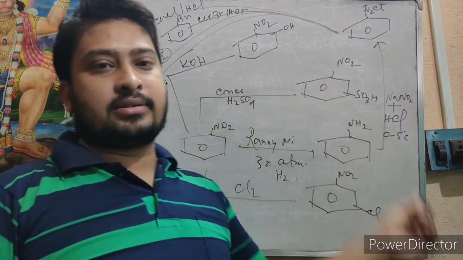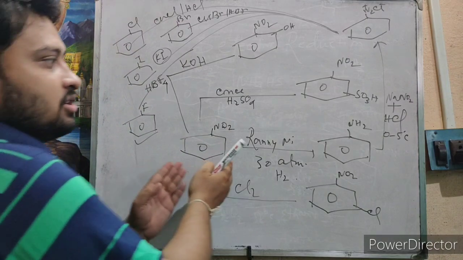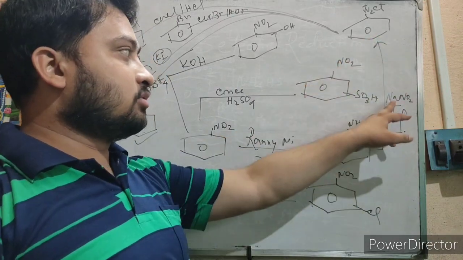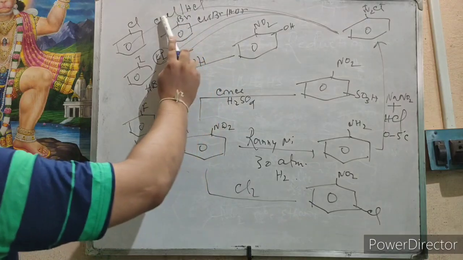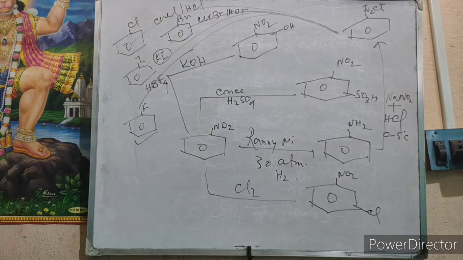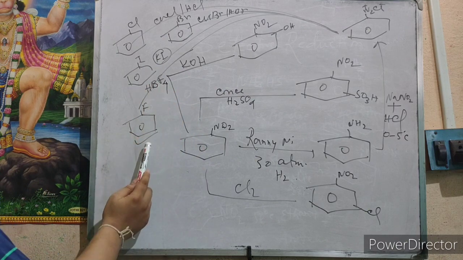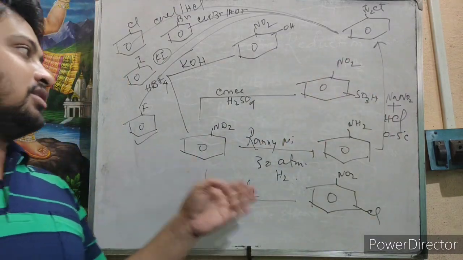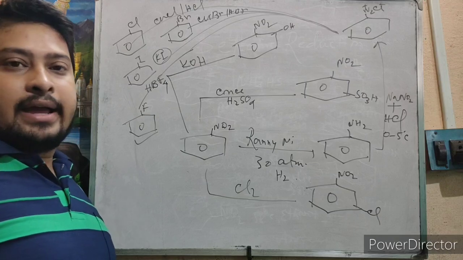So this is the process for conversion. You have nitrobenzene, you convert it to aniline, then to benzene diazonium chloride by using NaNO2 and HCl. Benzene diazonium chloride, using CuCl, gives you chlorobenzene. For CuBr, it gives you bromobenzene. For KI, it gives you iodobenzene. For HBF4, it gives you fluorobenzene. So this is the method for conversion of one compound to another. Okay.